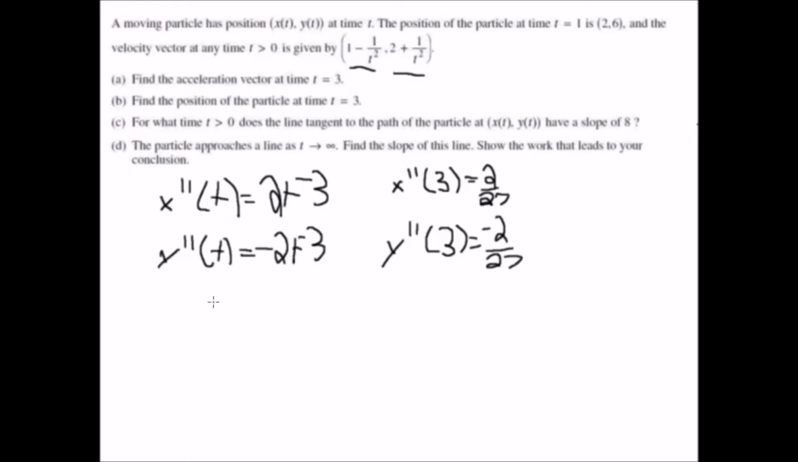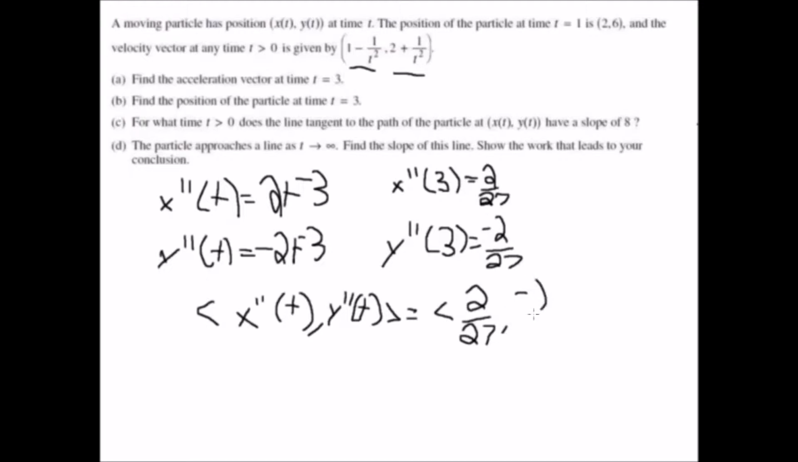So in vector form, we have x double prime of t and y double prime of t when t is equal to 3. So that gives us (2 over 27, negative 2 over 27). And that's our acceleration vector at time t equals 3.